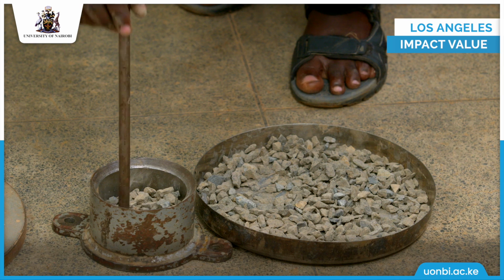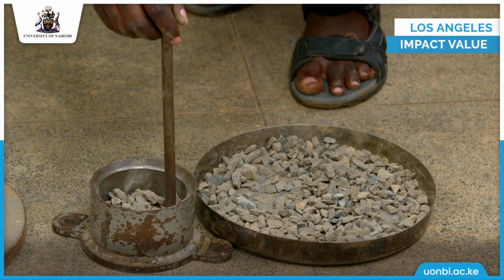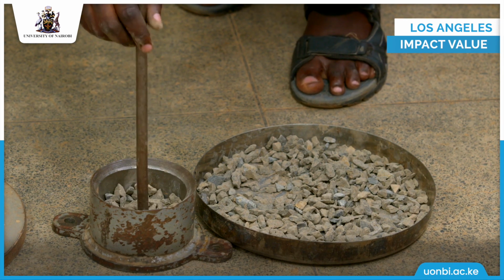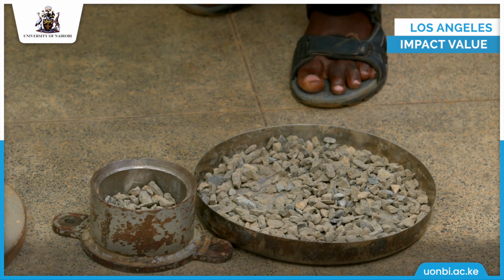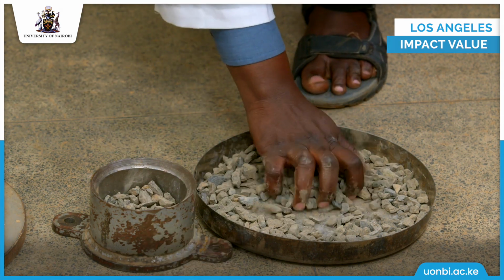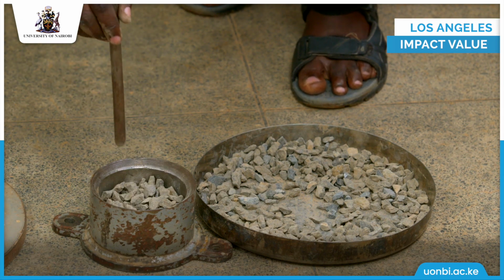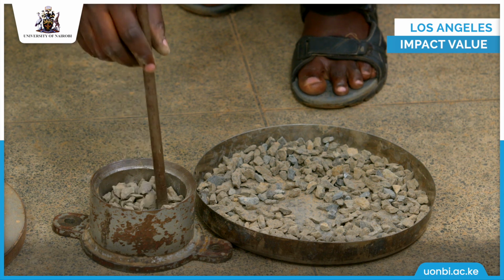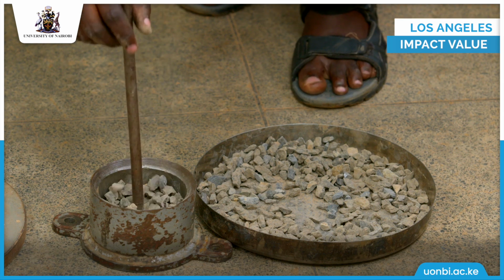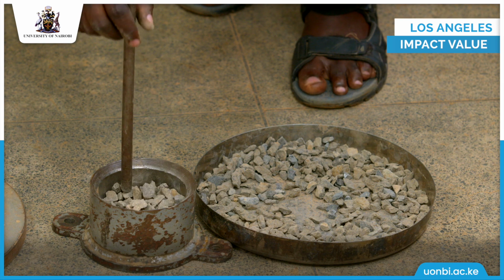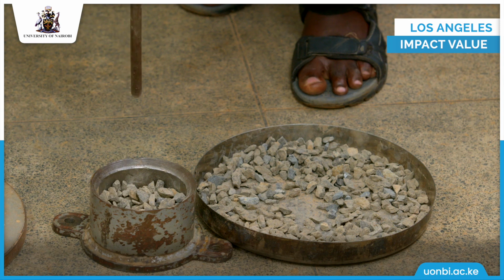So we count up to 25, that is 25 blows. That is the first layer. The second layer, again 25 blows, counting to 25. That is the second layer.